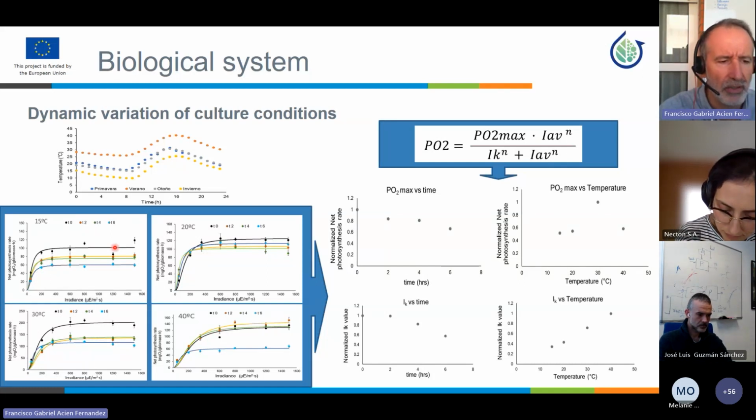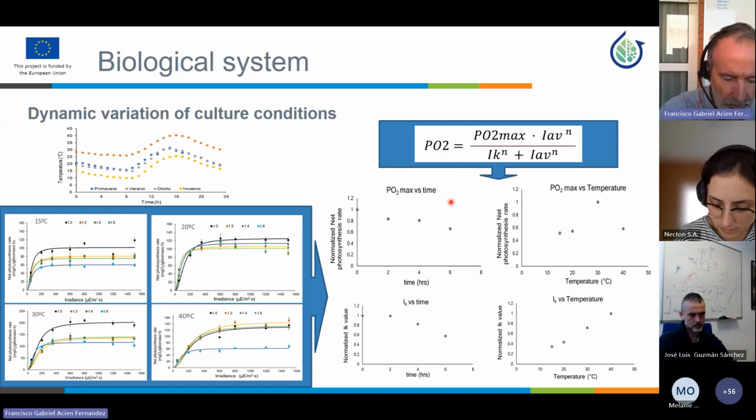That means that we need to develop a more robust knowledge capable of simulating the photosynthesis rate as a function of this dynamic behavior. I mean, not the light regimen, but the temperature regimen to which the cells are exposed.